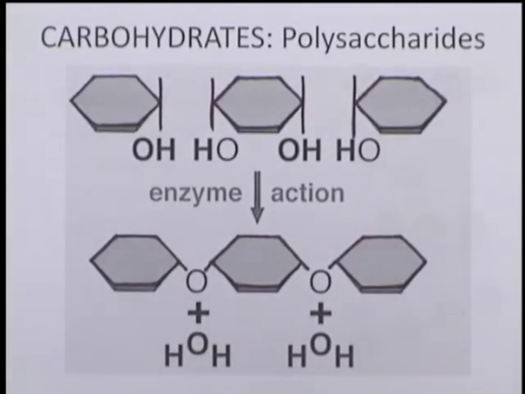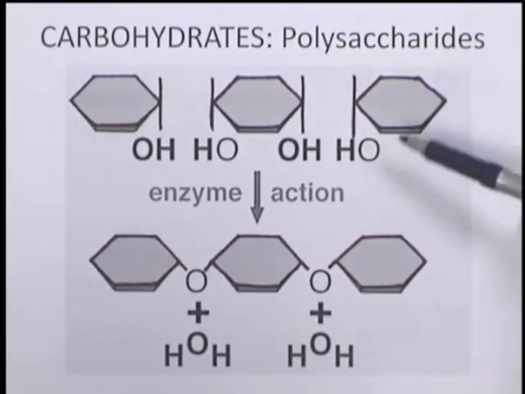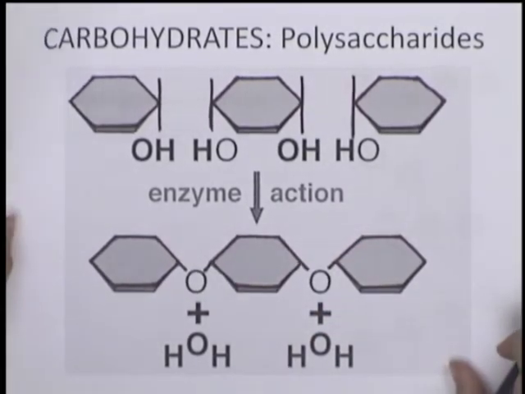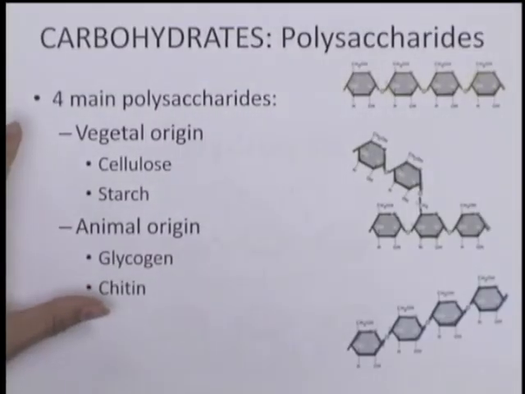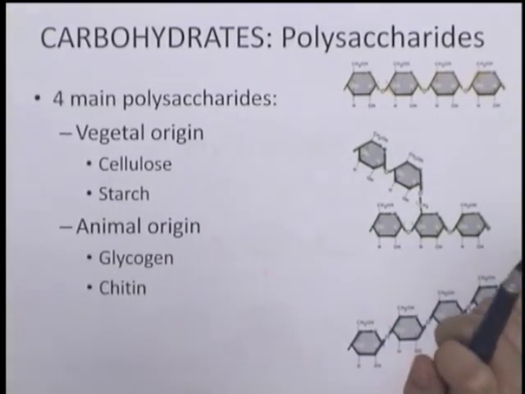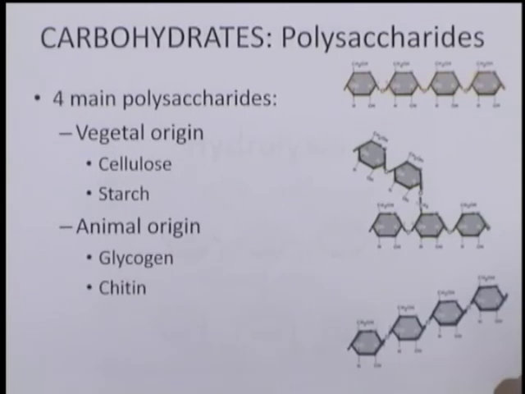Okay. We can also have the same reaction to create polysaccharides. In this case, we have many glucose molecules. They're joined together by enzyme action, and we get a polysaccharide plus water the same way that we got a disaccharide. We have four main polysaccharides, two with a vegetal origin and two with an animal origin. Okay, the first of the polysaccharides is cellulose, which is the most abundant organic compound on the face of the earth. Then we have starch, we have glycogen and chitin.